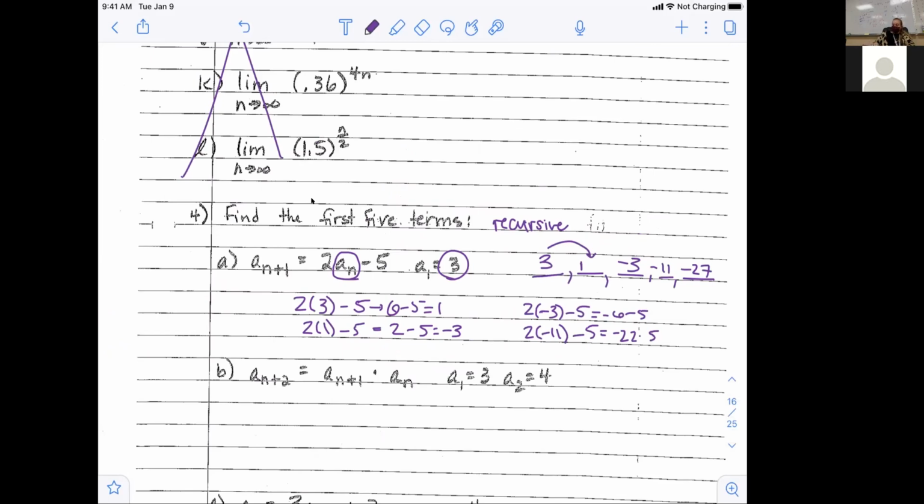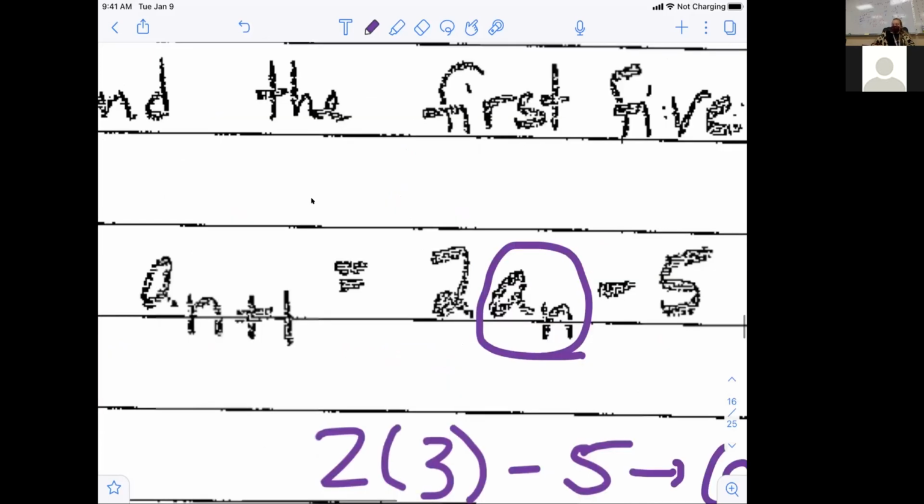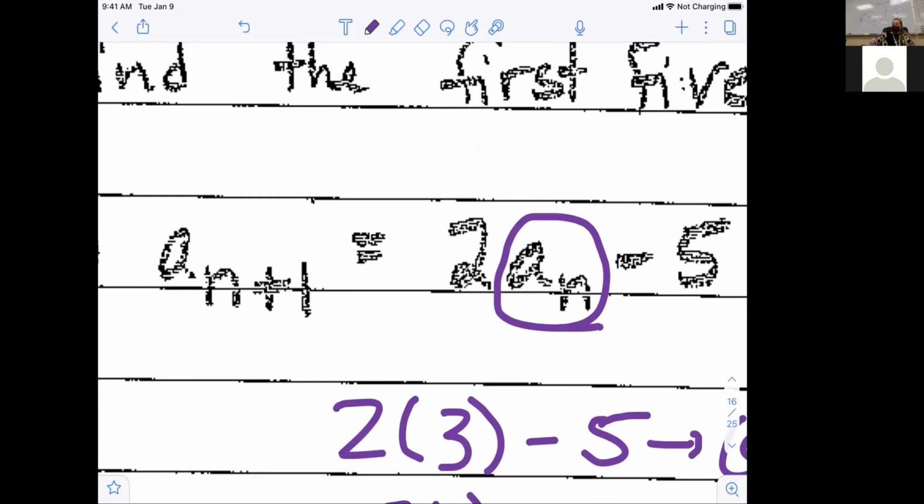Because it's the next term. So this is saying a sub n plus 1 equals 2 times a sub n minus 5. So let's put some numbers in. Basically, if it's a sub 1, then this would be a sub 1 plus 1, which is 2. So the second term is equal to 2 times the first term minus 5. Same thing if I had the 10th term. I could find the 11th term by doing 2 times a sub 10 minus 5. Good question.